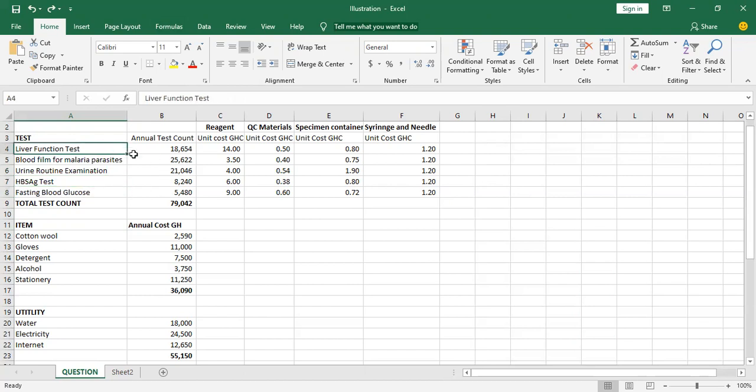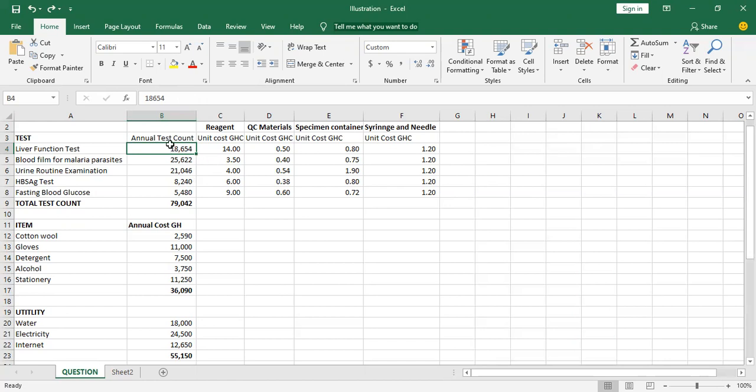Now, for each of the tests, we are given the annual test count, which is the number of tests that were done in a particular period, that is 1 year. So for liver function test, 18,000, 25,000 for malaria parasite, 21,000 for urinary, 8,000 for hepatitis B, fasting blood sugar, glucose 5,480.